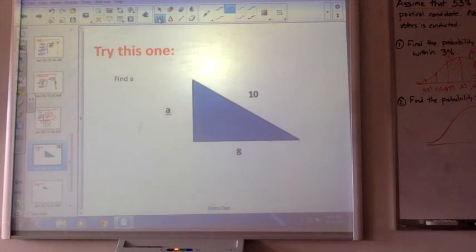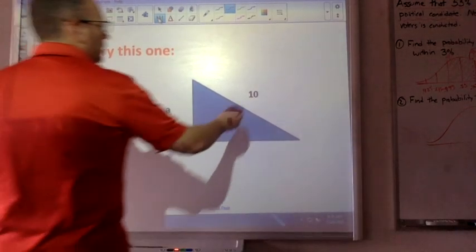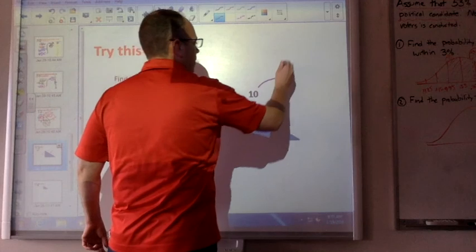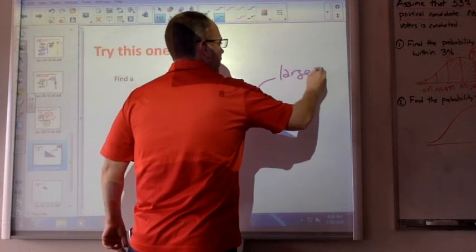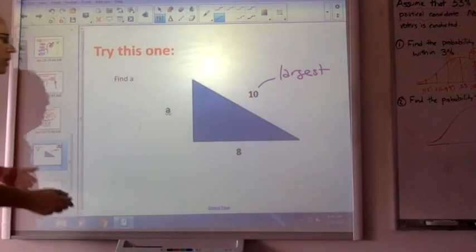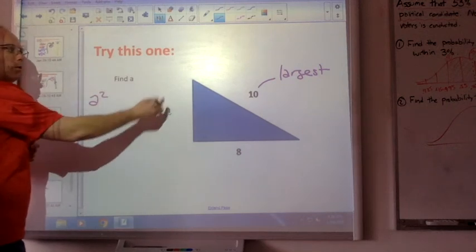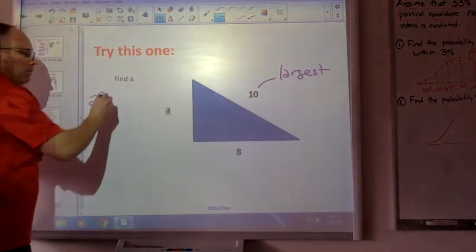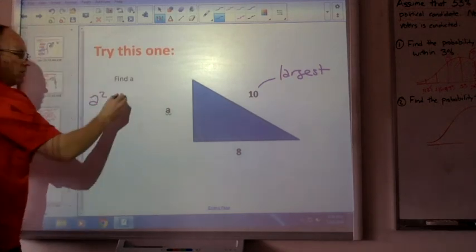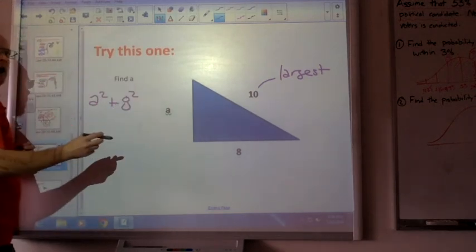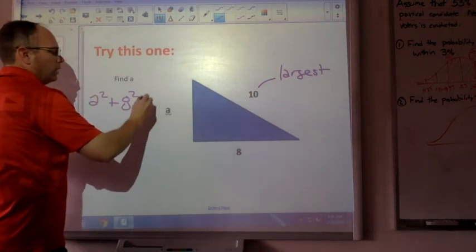Now, just by looking at that picture, what would you assume would be our C value, which is our biggest value? 10. Everyone feel comfortable with that? So this is going to be my largest value. And again, I'm going very basic on it, but I want you to realize where this is coming from. That's the largest. So the Pythagorean theorem says that if I take A squared, plus B squared, B in this case is going to be 8, is equal to 10 squared.